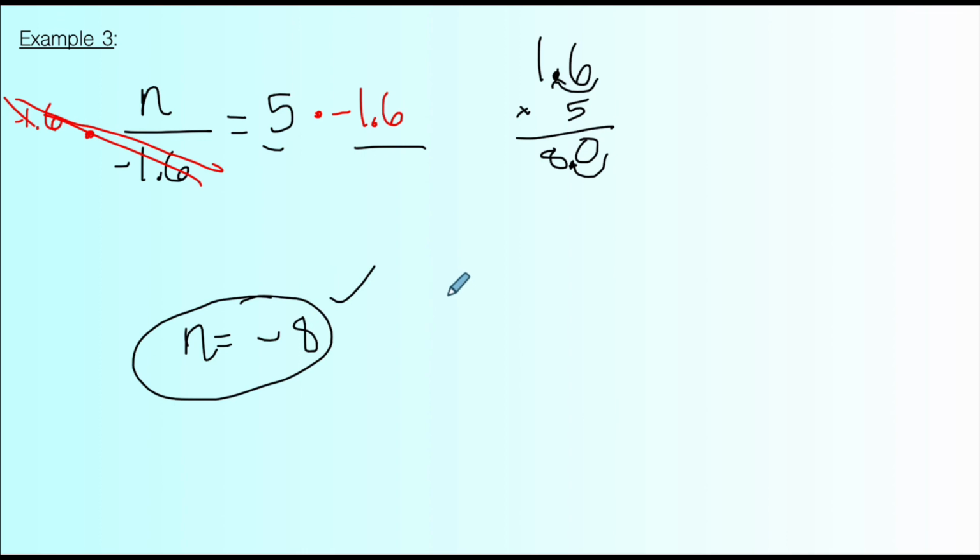All right, so that's a little mini lesson on solving one-step equations when multiplying or dividing fractions and decimals.